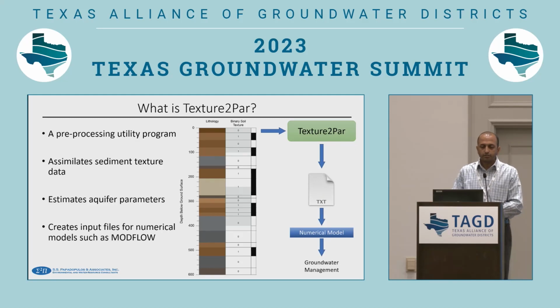Okay, so what is Texture2Par? It is a pre-processing utility program that looks at sediment texture data from well and boring logs, calculates and estimates aquifer parameters, and creates text files needed for a numerical model that will eventually be used for groundwater management and decision-making systems. So in concept, that's what Texture2Par does.